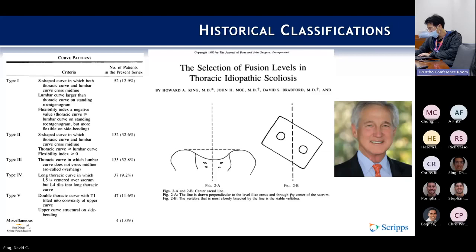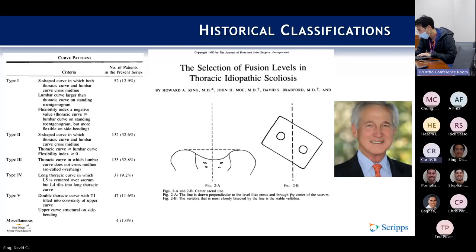So they retrospectively reviewed all their patients at Gillette Children's Hospital over a 30-year period for patients who had undergone surgery for idiopathic thoracic or combined thoracolumbar scoliosis. And this was one of the first papers to define the stable vertebra, which is the last vertebra most closely bisected, perpendicular to the sacrum and the iliac crests. So that helped them point out a guideline in terms of how long the construct needs to be.